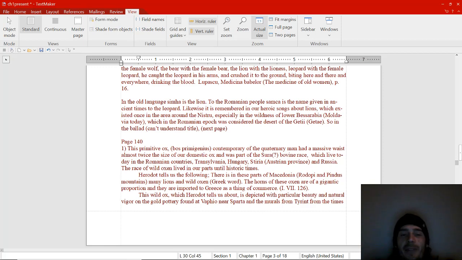Reference 1. This primitive ox, also known as Bos primigenius, contemporary of the quaternary man, had a massive waist, almost twice the size of our domestic ox, and was part of the Sura bovine race, which live today in the Romanian countries, Transylvania, Hungary, Styria, which is an Austrian province, and Russia. The race of wild oxen lived in our parts until historic times. Herodotus tells us the following.